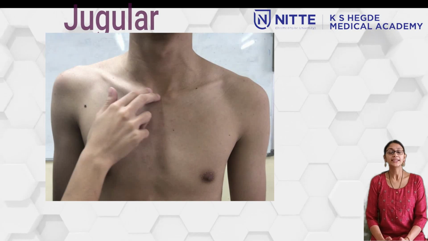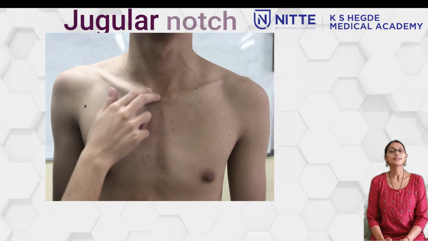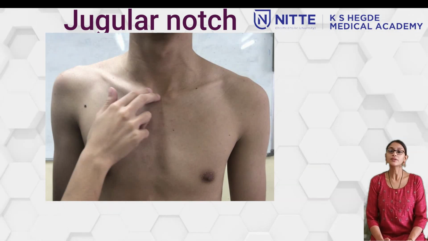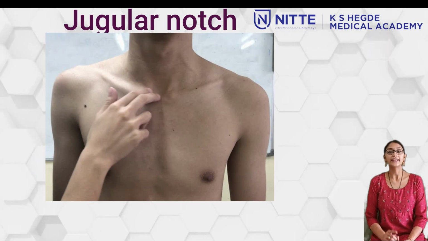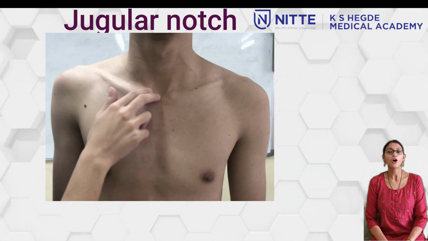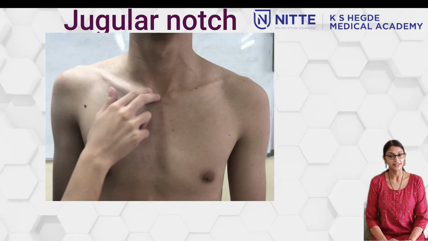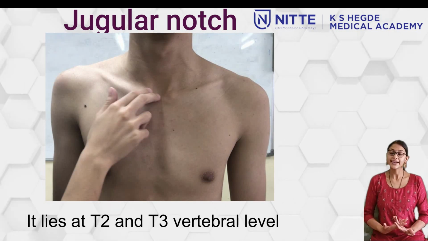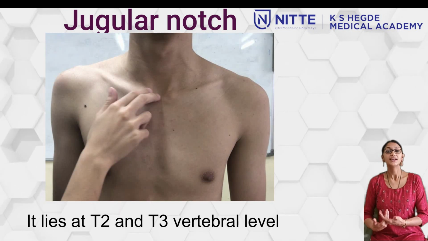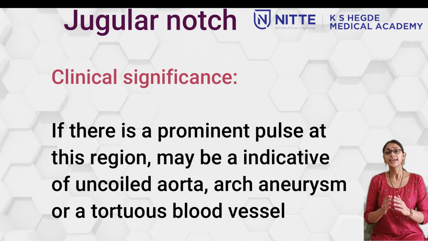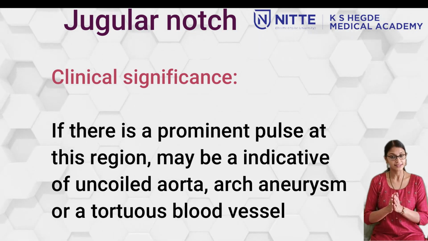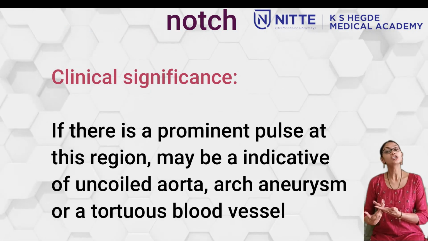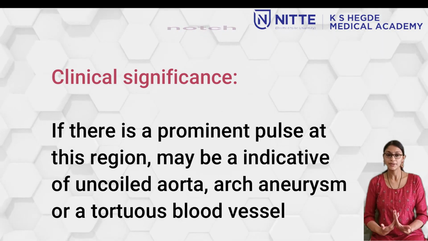Jugular notch. It is the visible dip in the neck in humans between the clavicles. To feel the jugular or the suprasternal notch, place an index or middle finger on the superior border of manubrium sterni and feel for the notch. This notch lies at the second and third vertebral levels. Clinical significance of this notch is that if there is a prominent pulse at this region, it may be indicative of uncoiled aorta, arch aneurysm, or a tortuous blood vessel.